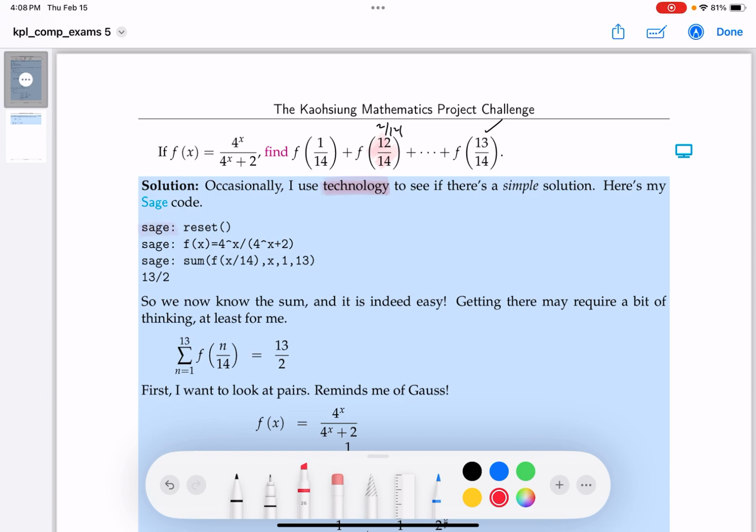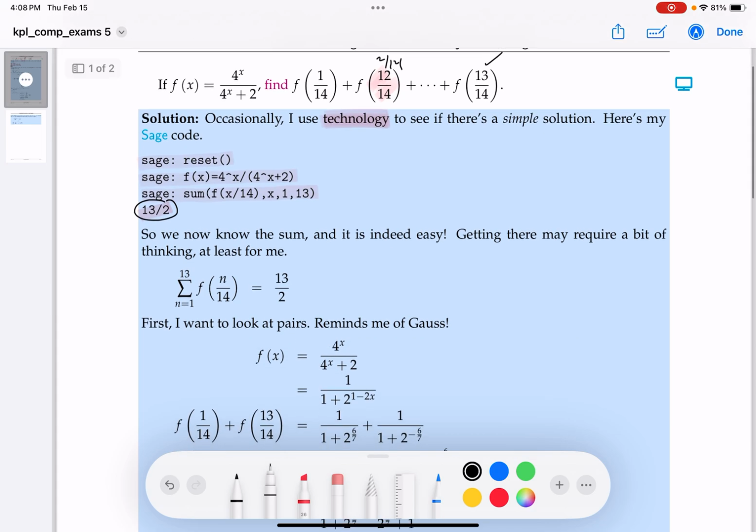So I went to Sage, reset, I typed the function in, and then it said sum it from 1 to 13, all right? And it came back and it said 13/2. And I thought that was remarkable. Now I'm looking at this thing, and I'm wondering how they get 13/2. At least I know the sum is 13/2, which is basically just 6.5. So what I did was go to the whiteboard, and I started looking at it, and I want to go through that with you now.